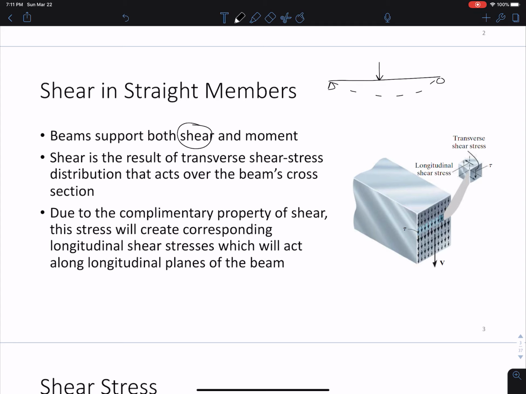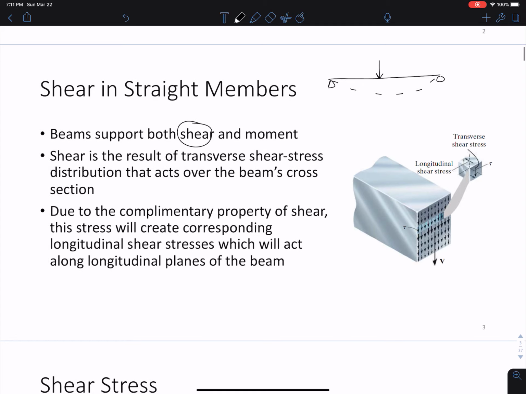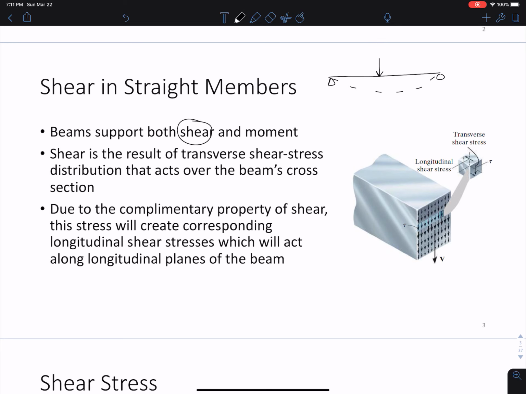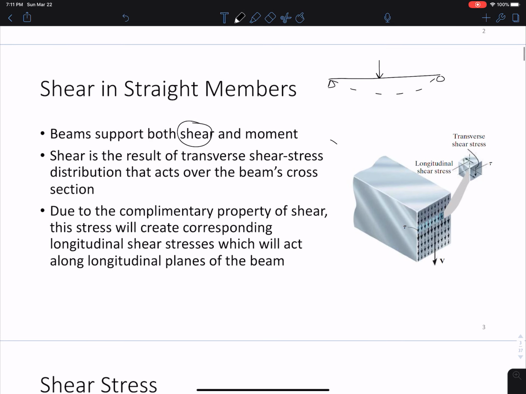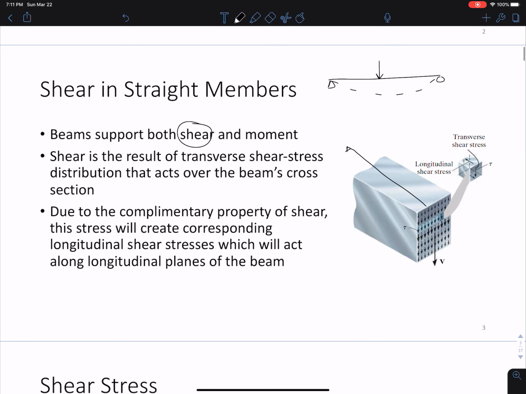So shear is the result of transverse shear stress distribution that acts over the beam's cross-section. So we already actually know this. This is just a cut. So here, this picture shows a long member. Let's say it goes all in this direction. This is the length of the member in this direction. And we make a cut here. We know that when we make a cut, we'd have shear that looks like this. It acts over the beam's cross-section. This would be our shear. And this is exactly what this shows.